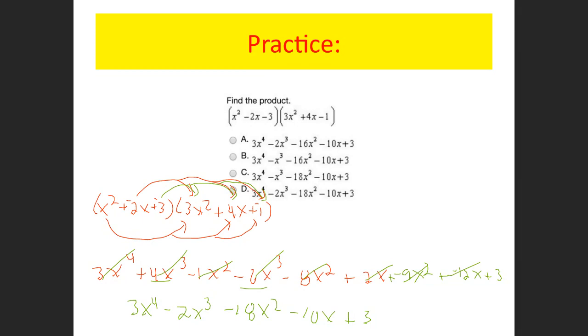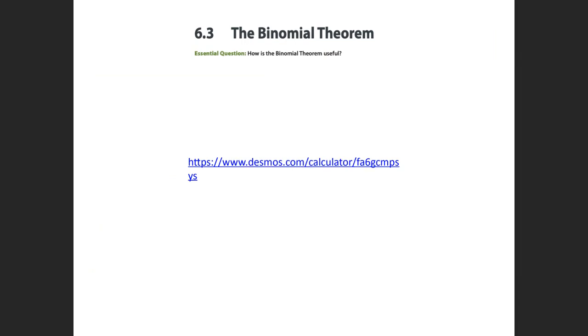Now, what if I asked you to multiply out something like this? Okay, and this gets into the next concept this week, binomial theorem. If I asked you to multiply something like this, and I said, okay, I want you to multiply out x plus 2 quantity squared. Well, what does that mean? It means that I have to multiply x plus 2 times x plus 2. Okay, well, that's not bad.